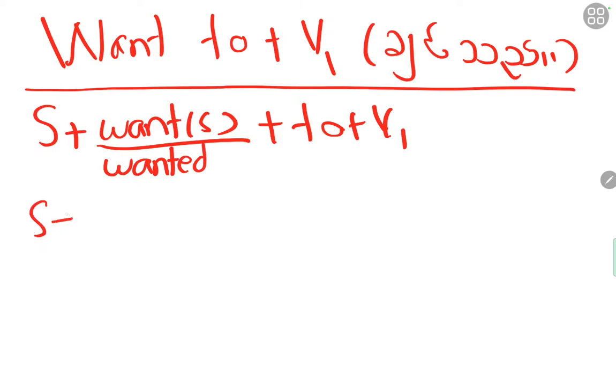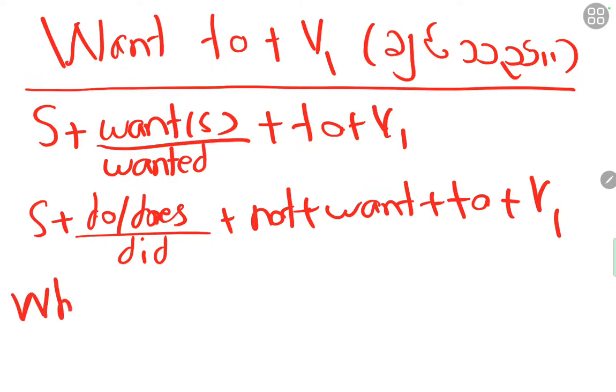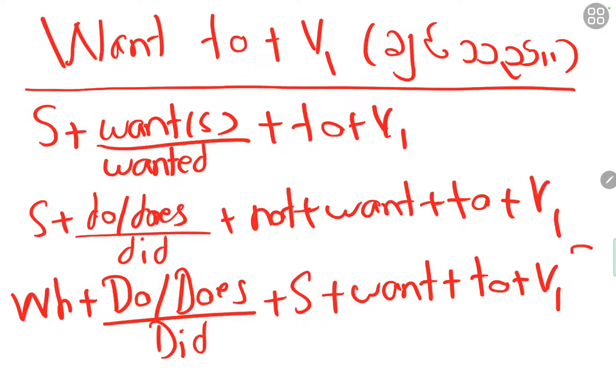So the negative sentence is subject plus do, does, did plus not plus verb plus object. So the question is wh plus do, does, did plus subject plus verb plus object, question.